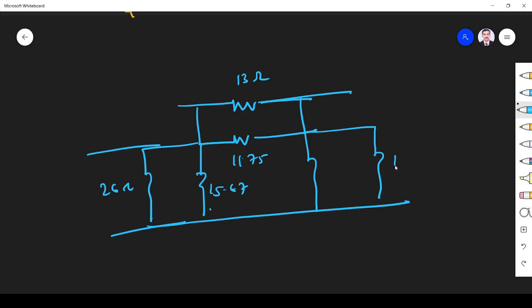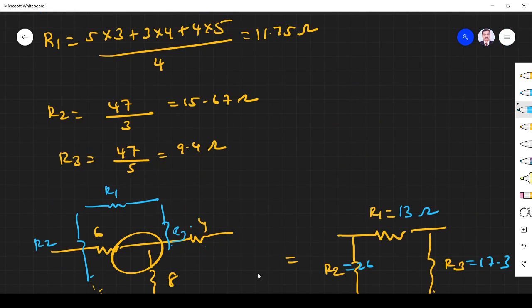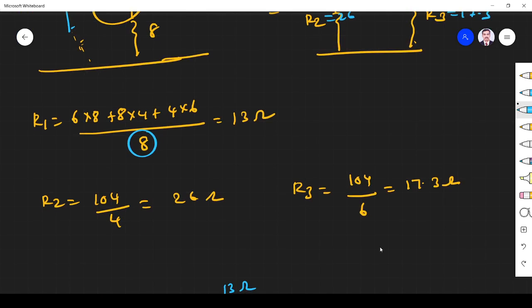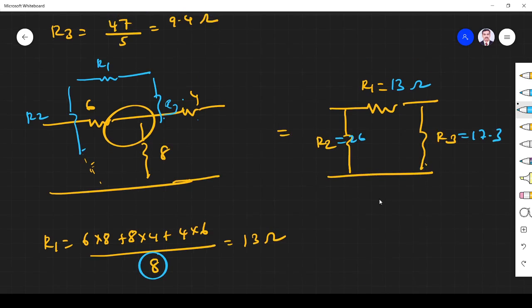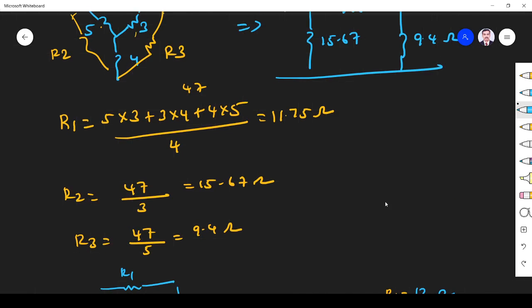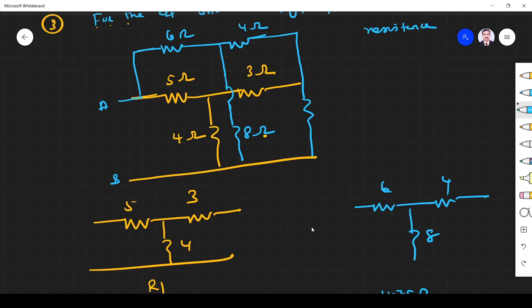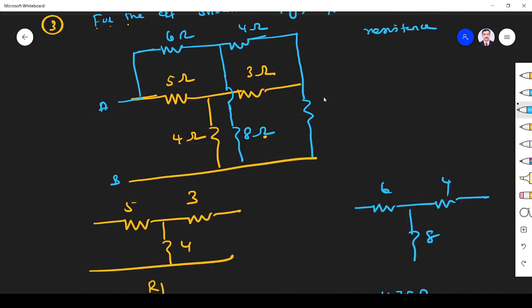Similarly, this R3 is 10 ohm. This R3 is 17.3 ohm. Fine. Okay. So is there anything? This one, you see what are the things we have? This is 17.3. This is 17.3. This R3 is 9.4. Is there any load? 9.4, right? Here we have 110 ohm. So these two I have reduced.